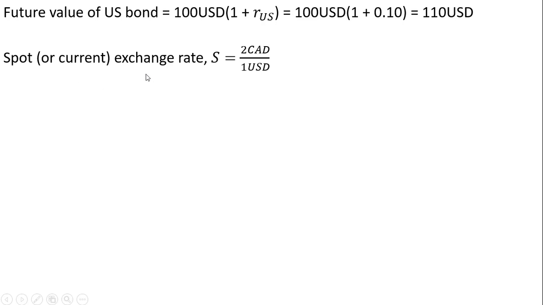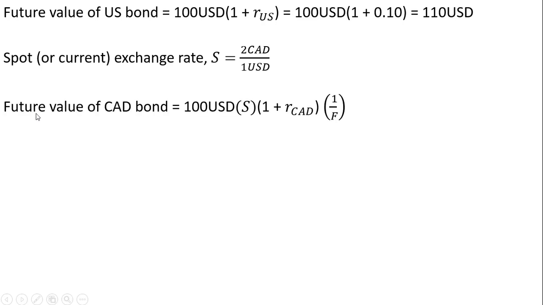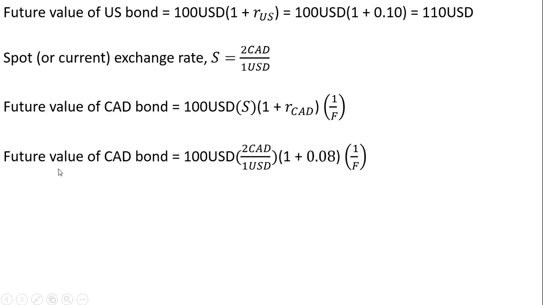Again, reminding us that the spot or current exchange rate is 2 Canadian dollars for 1 U.S. dollar in this example. Let's look at the future value of the Canadian bond. So you take this 100 U.S. dollars, and it's going to be multiplied by the spot exchange rate, which then will be multiplied by 1 plus the interest rate on the 1-year Canadian bond, and that is all then multiplied by 1 over the future exchange rate, where the future exchange rate is going to be F.